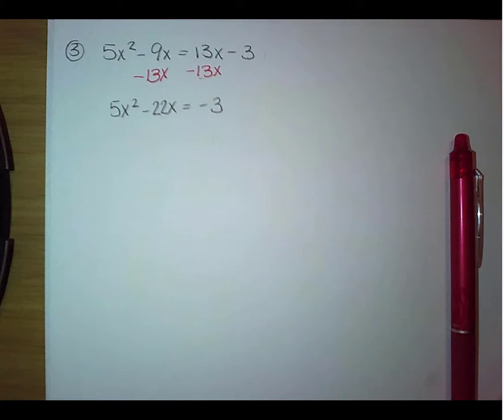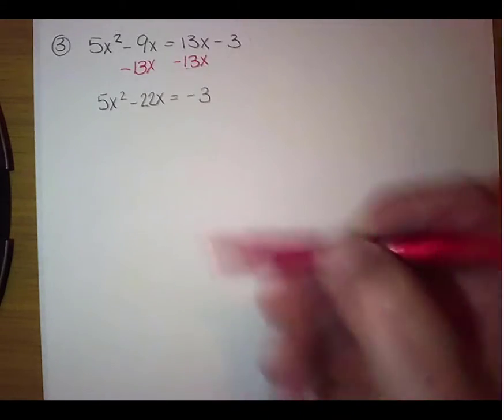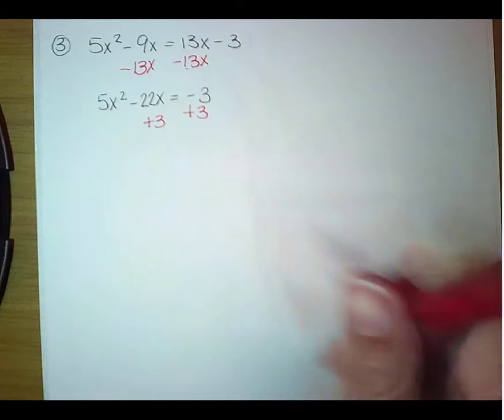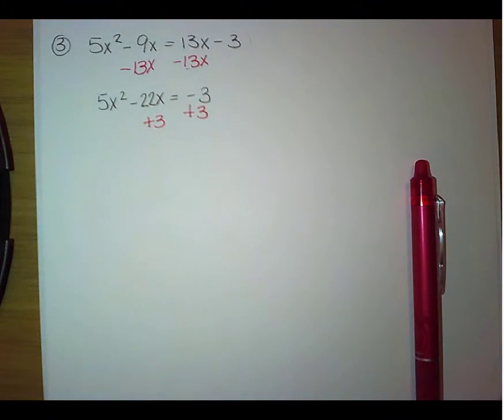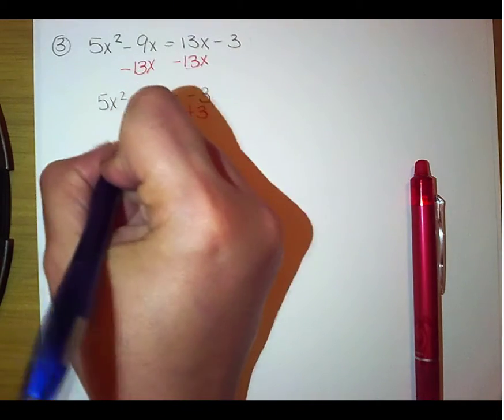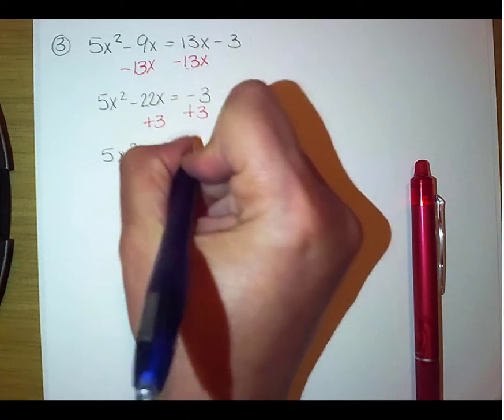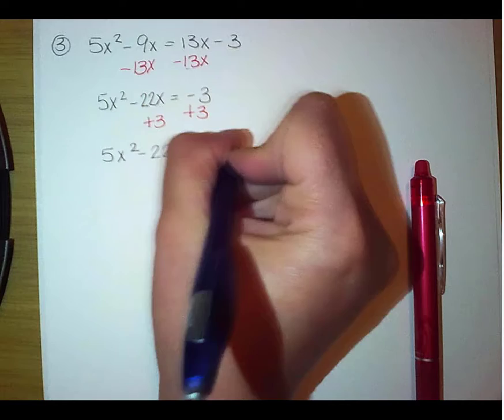So now we're going to move that -3 over to the other side as well. So we're going to add 3 to both sides. So we're going to have 5x squared minus 22x plus 3 equal to 0.